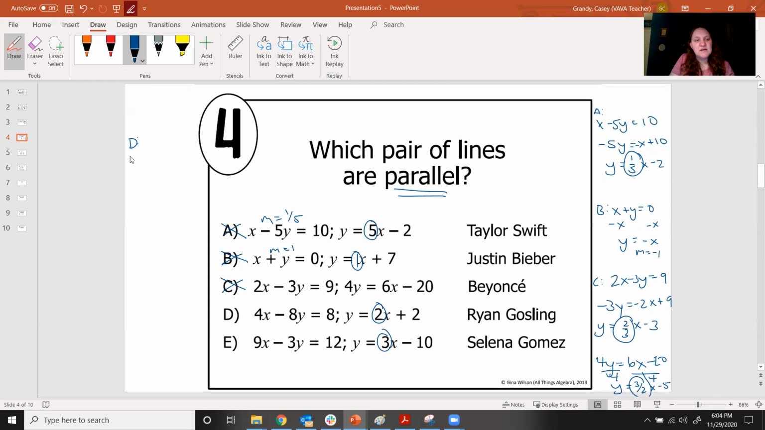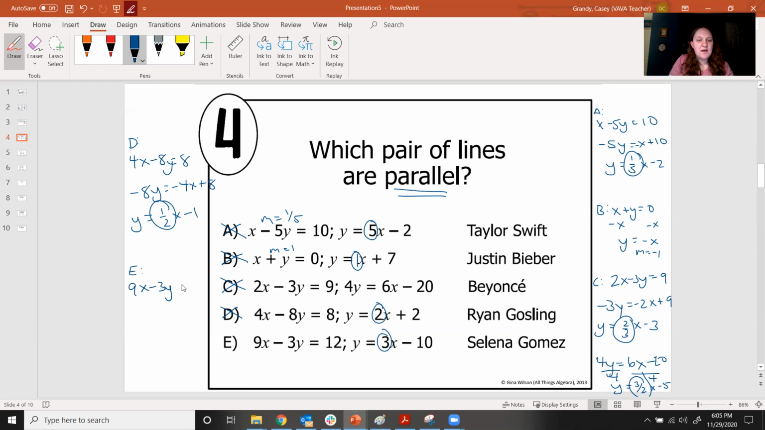Let's look at D. 4x minus 8y equals 8. Subtract 4x from both sides. Divide both sides by -8. So the slope here is +1/2. The slope here was a +2. Can't be D. Oh, I hope it's E, or else I made a mistake somewhere.